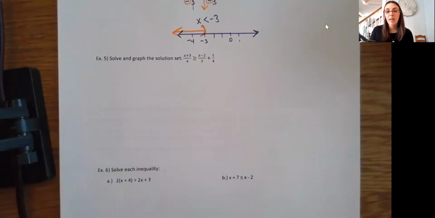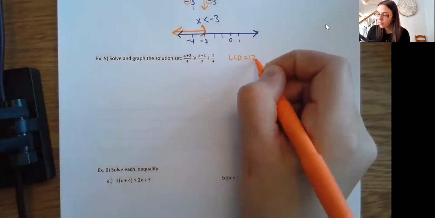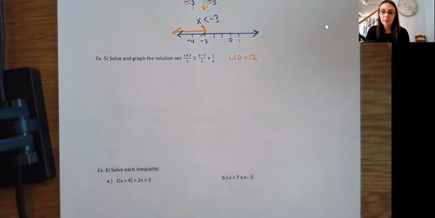Okay, now here we have a fraction, and that's perfectly fine. We can still work with fractions like we did before. So what I would do here is find my common denominator, which is going to be 12, and I'm going to multiply everything by 12.